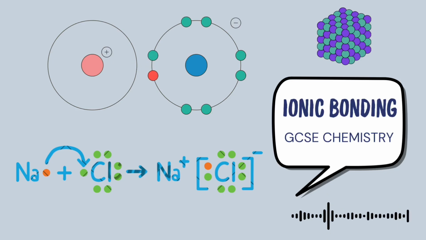But what about the bigger picture? Like, what makes ionic compounds special? So their special properties come from that electrostatic attraction between the ions. And those properties are actually what make them so useful. Okay, I'm ready to hear about these superpowers. All right, let's do it.